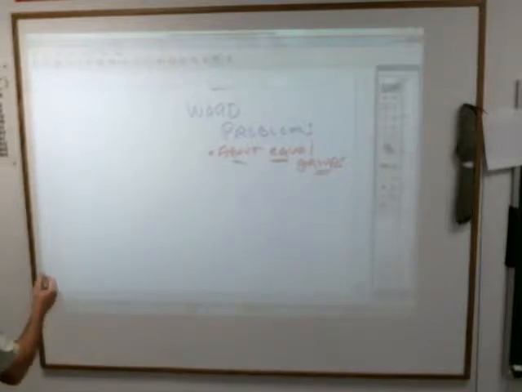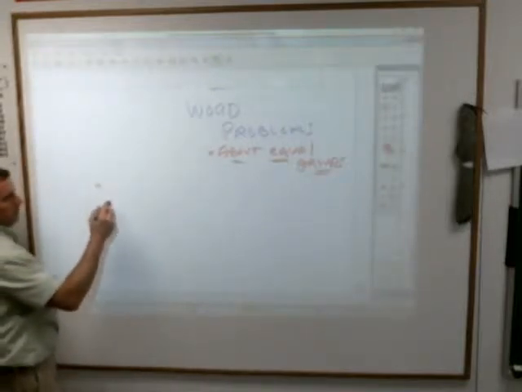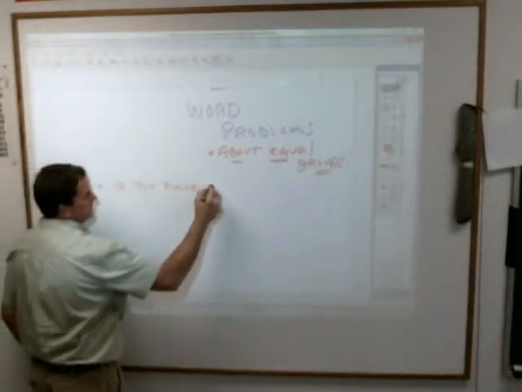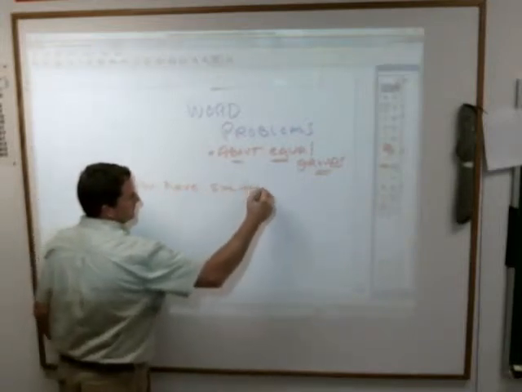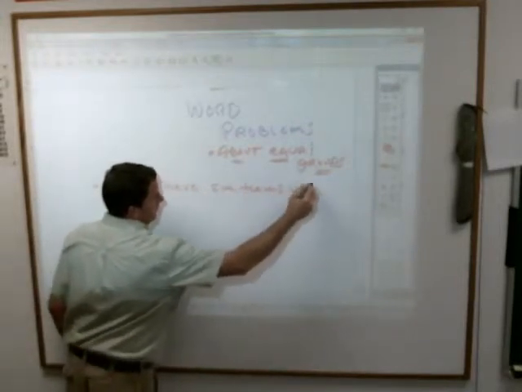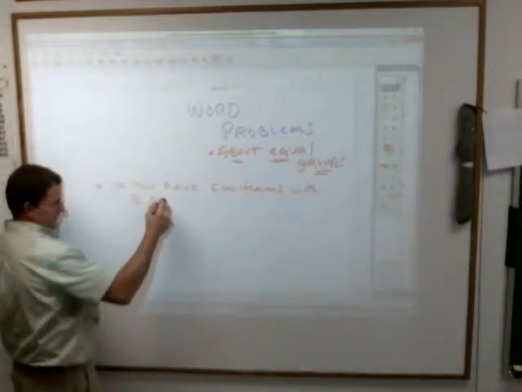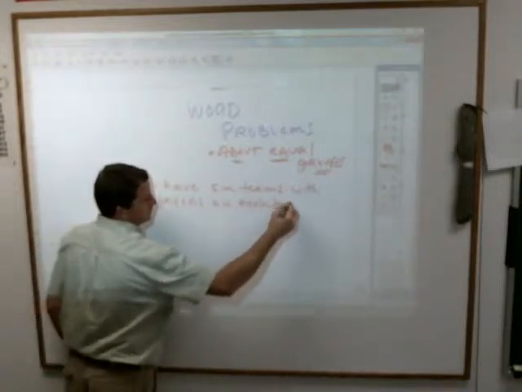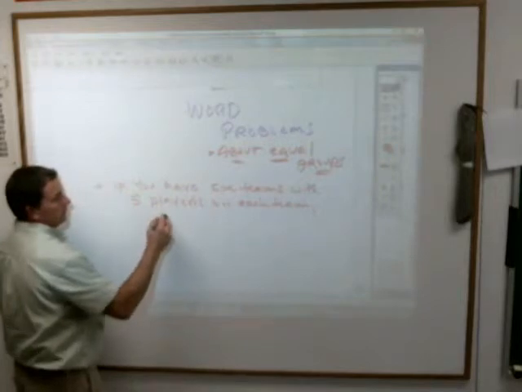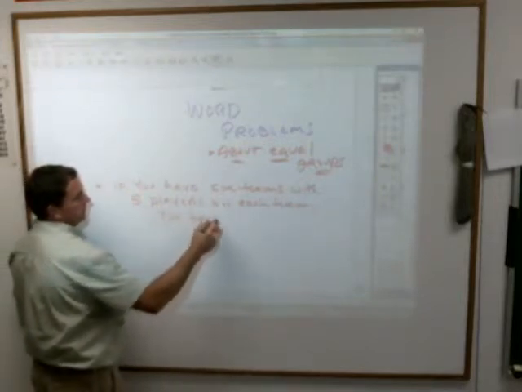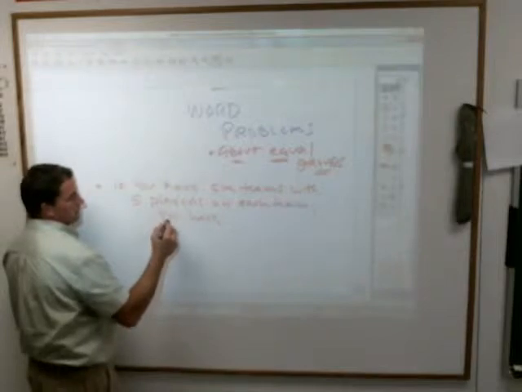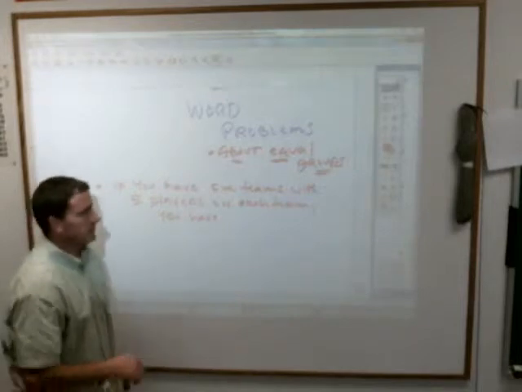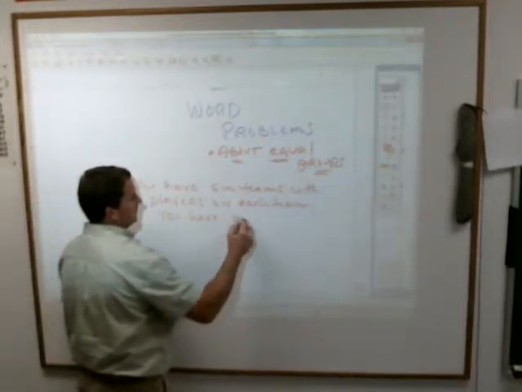And here, let's write down a little story problem part. If you have 6 teams with 5 players on each team, you have how many players total? If you have 6 teams that have 5 players on each team, how many players total is that, Eli? 30. 30 players.